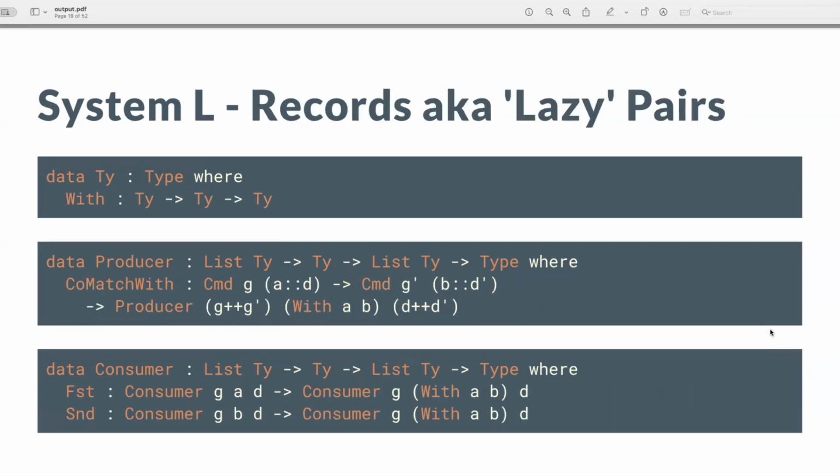And then records, or in call-by-push-value, these are called lazy pairs. We call them negative pairs, but same principle. So start with the consumer because that's just the projections. And the producer looks a bit weird. This is a co-pattern. It binds a variable into commands and gives us a producer of a with a b.